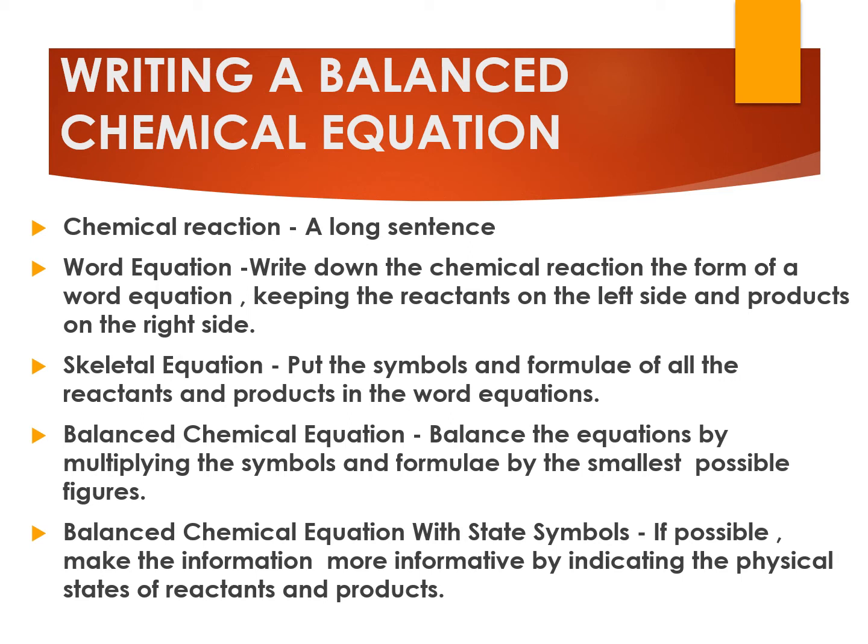Write the chemical reaction in the form of a word equation, keeping the reactants on the left and the products on the right side of the arrow. Then from the word equation we squeeze it a little more. That is the skeletal equation. What do we do there? In place of the words, we replace them with the symbols and formulae of the reactants and the products in the word equation. After that, we see whether the number of atoms of different elements are the same on the reactant side as well as on the product side. Then that becomes a balanced chemical equation.